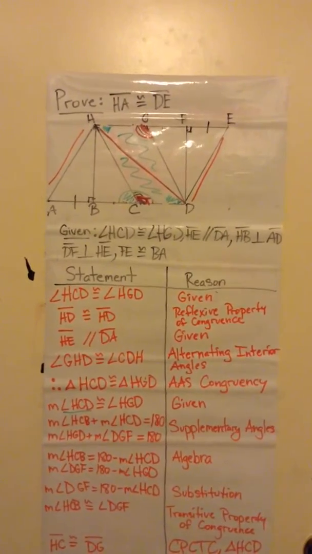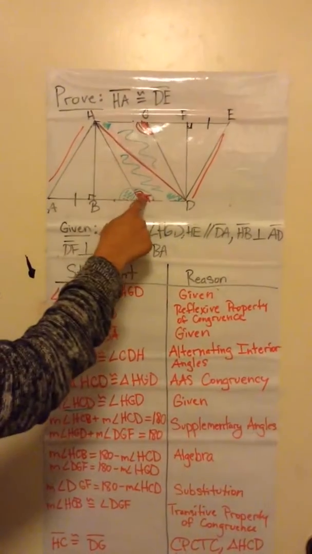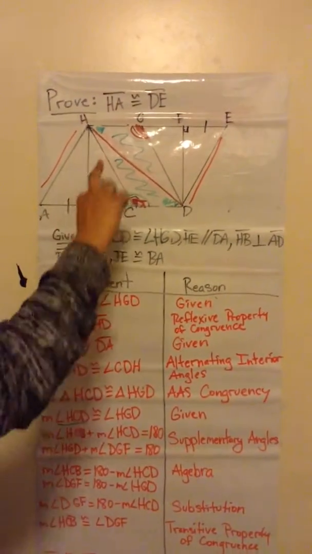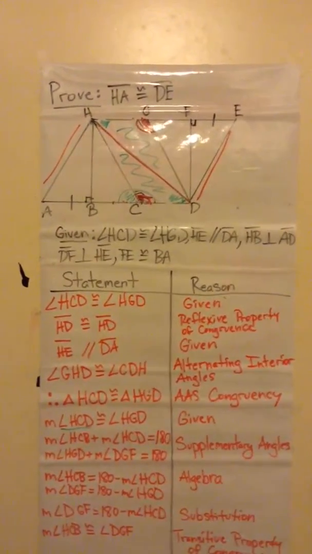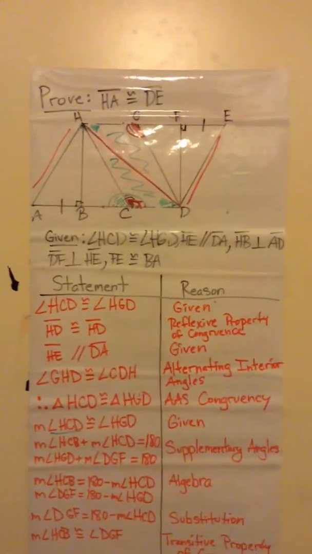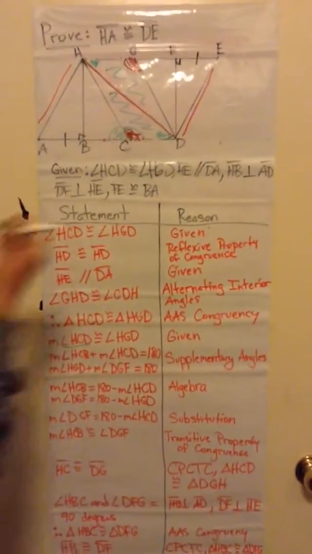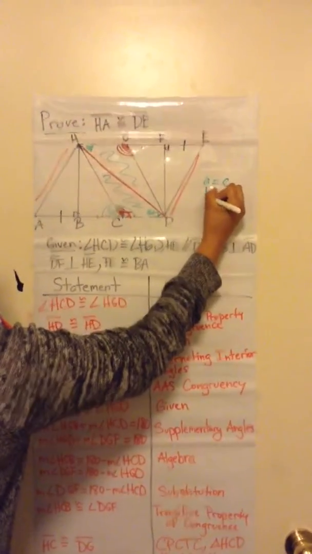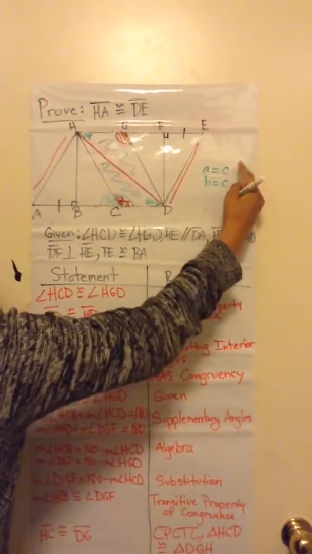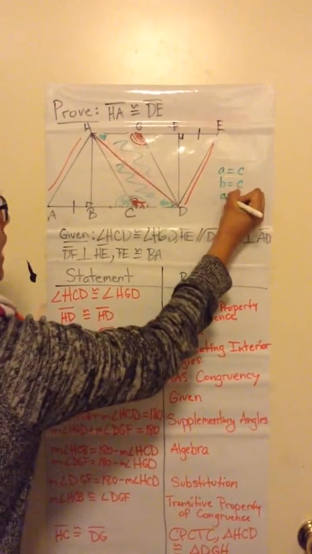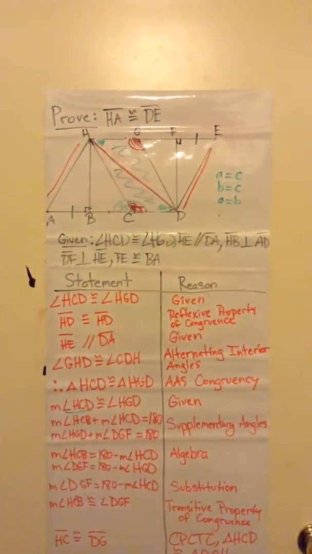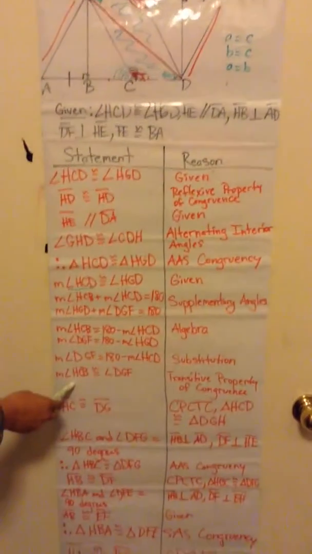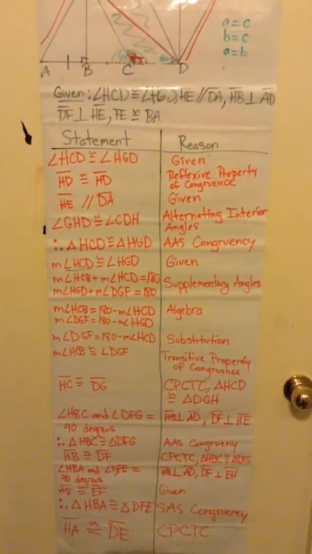Also, since this angle is congruent to this angle, and this is congruent to this, we can substitute them within the equation. And because the transitive property of congruence says that if A is equal to C, and B is equal to C, since they're both equal to C, A and B have to be equal to each other. So we know that angle HCB is congruent to DGF.